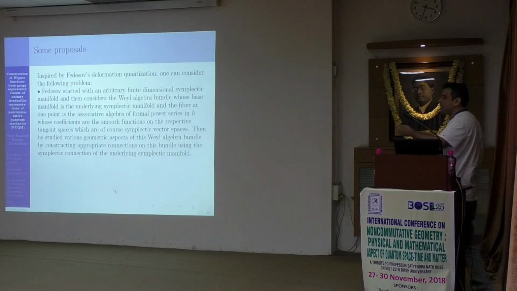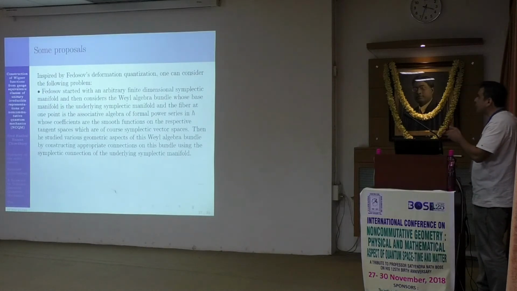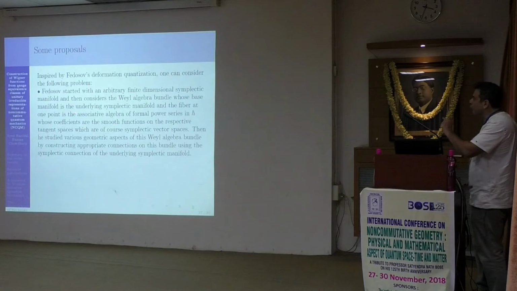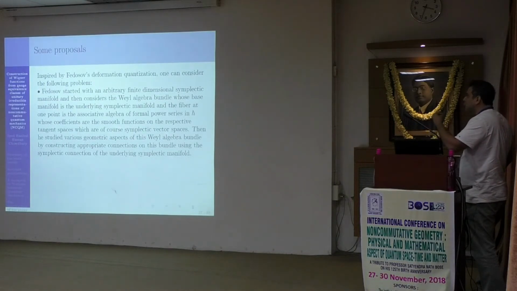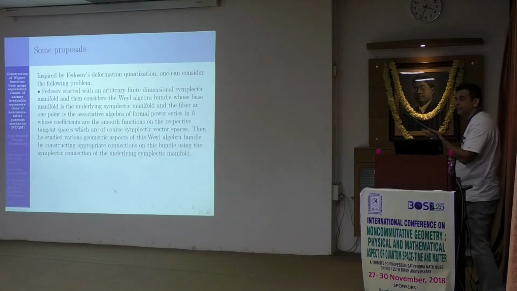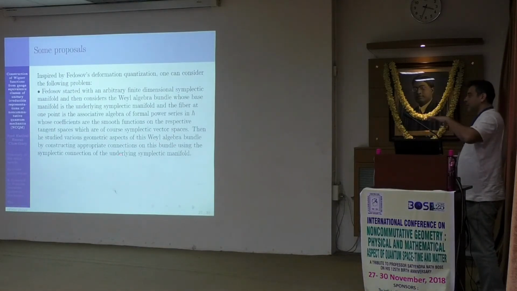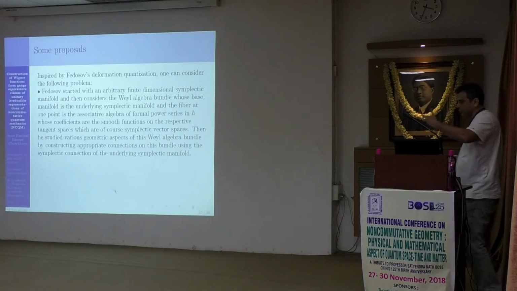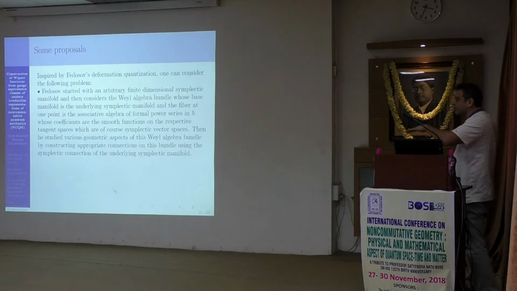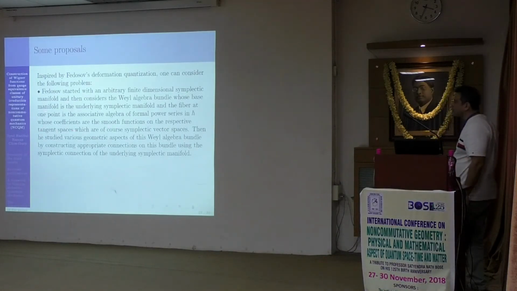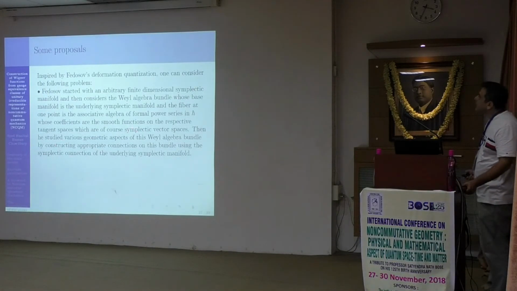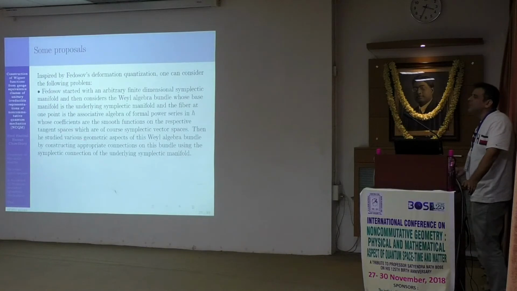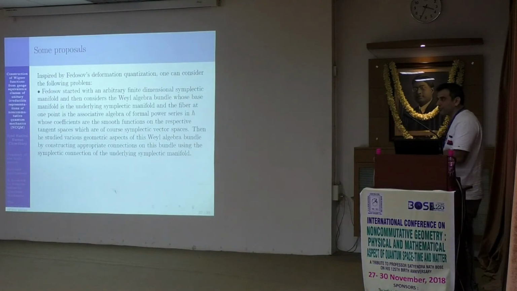the tangent spaces, which are symplectic vector spaces, with the associative algebra of formal power series in H cross, whose coefficients are smooth functions on the respective tangent spaces, which are symplectic vector spaces. So if you consider the tangent bundle, you replace the tangent spaces with these associative algebras. And this is what Fedosov called Weyl algebra bundle. The sections of this Weyl algebra bundle are precisely the formal power series. Then he takes two such sections and writes the star product between them because they are non-commutative.